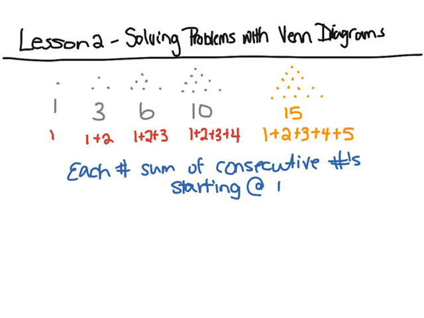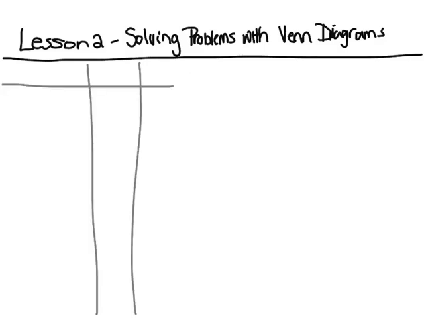So we want to write this in set notation. We want to find our triangular numbers from 1 to 100 that are even and odd, and write them in set notation using U, T, E, and O. So I just made a chart. So our first number is 1, and it's an odd number.